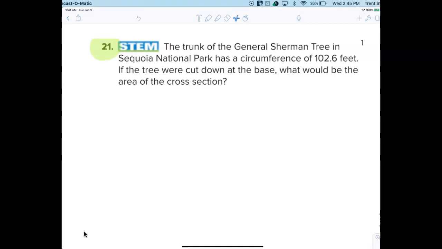Okay, so if you know what this is, it's a huge tree, and it actually exists. There is a tree that is 102.6 feet around. That's how big it is. It's amazing. Huge. Super big. So now this is why I'm telling you really, really important, so I need everybody to pay attention here, because we got to use all of our skills from yesterday and today.